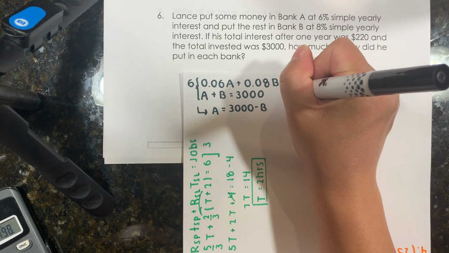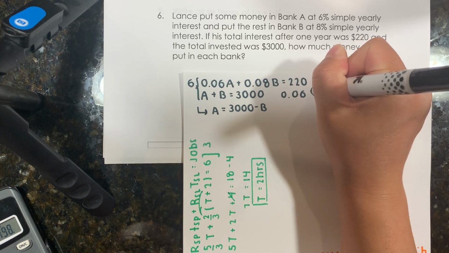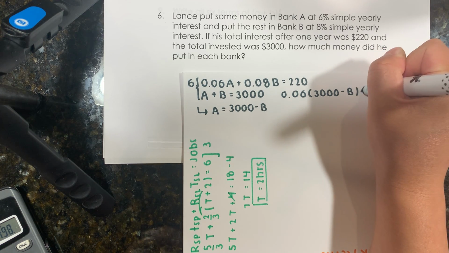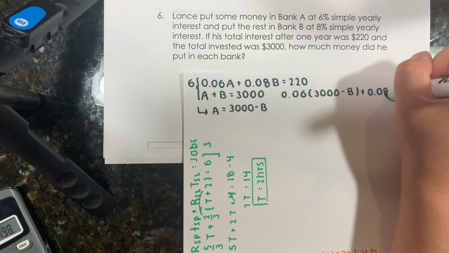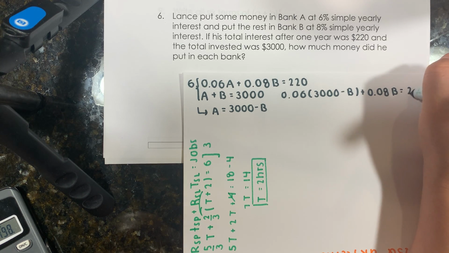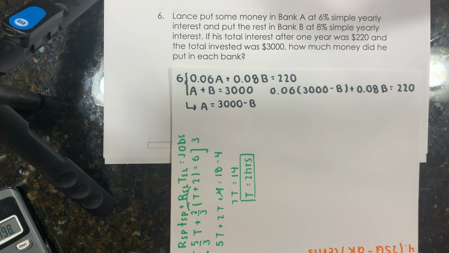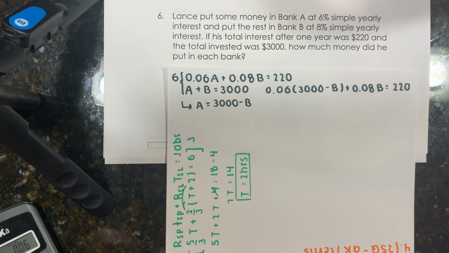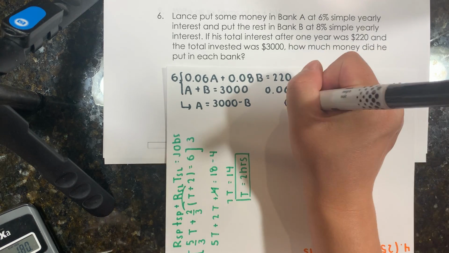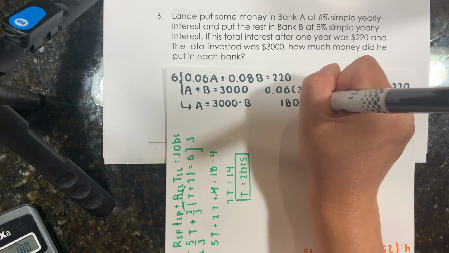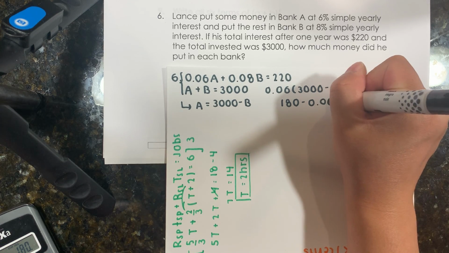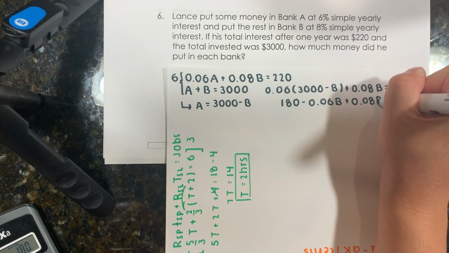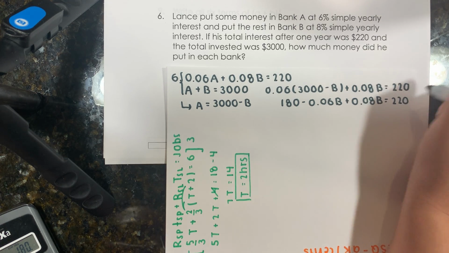We're going to input that in, so that would be 0.06 times 3,000 minus B plus 0.08B equals 220. So we're kind of running out of space there. So now we're going to distribute. So 0.06 times 3,000 is 180 minus 0.06B plus 0.08B equals 220.